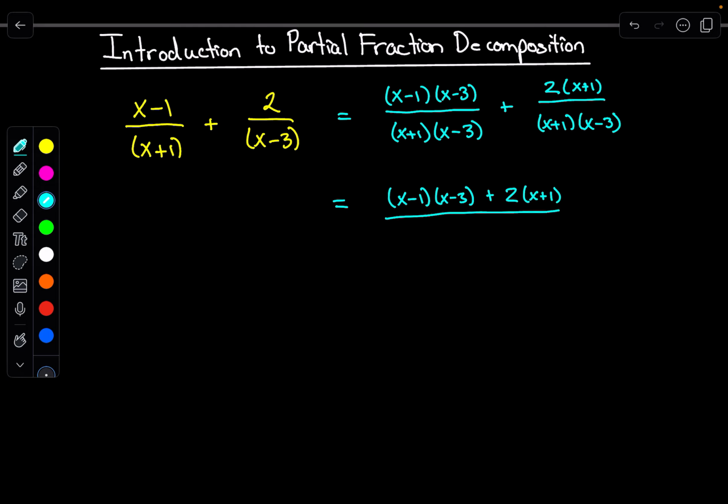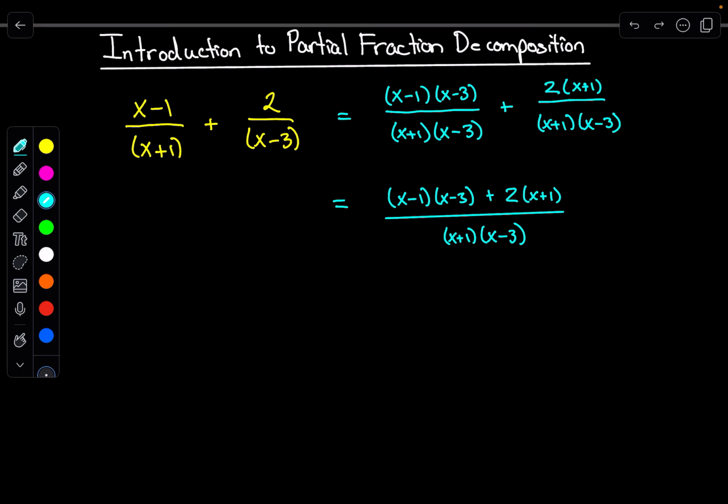But the most important thing is that now we have one single fraction: one numerator, one denominator. And so the idea here is that if we can combine fractions together, if we can take two fractions that start separate and melt them together to create one mega fraction, then it stands to reason that we should be able to do the opposite, to separate something that looks like this and turn it into two separate fractions. And that's the idea behind partial fraction decomposition.